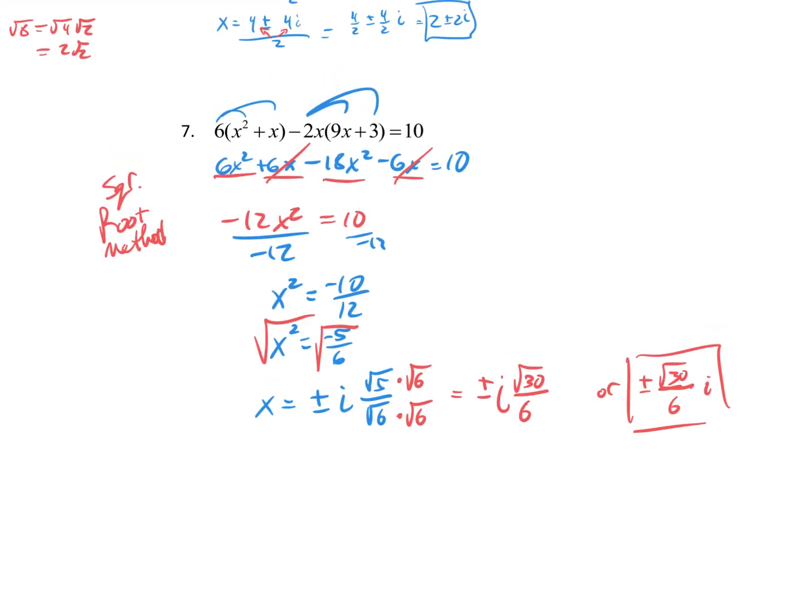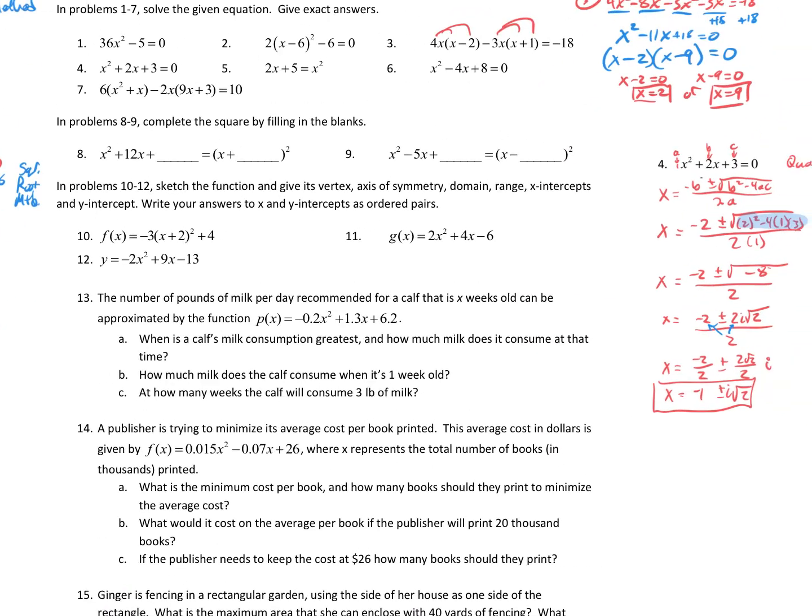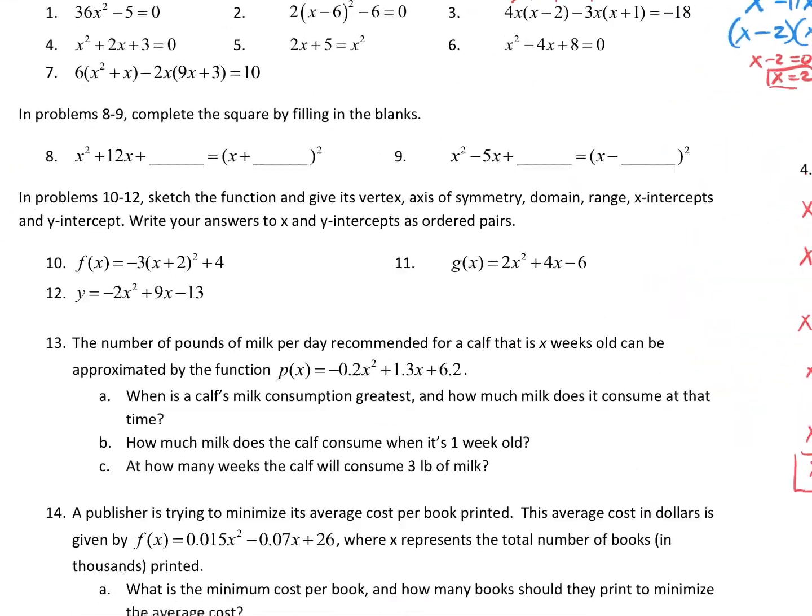So we need the plus or minus because of the square root, and we need the i because we had a square root of a negative there. And we don't want to leave the square root on the bottom. Okay? All right. So now let's talk completing the square here.